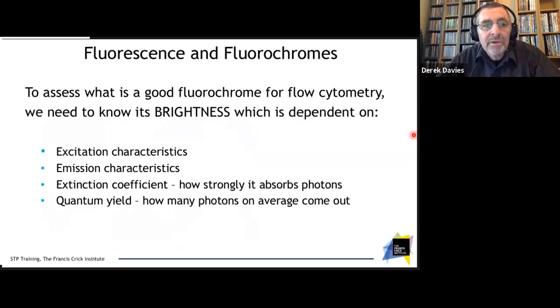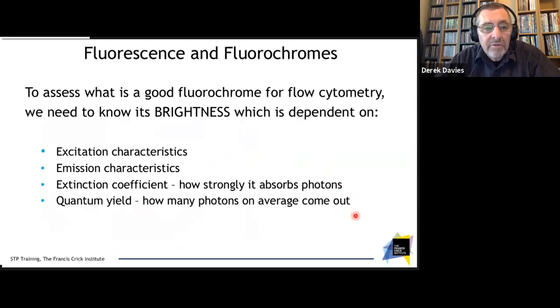But these spectral viewers, remember, don't tell us anything about the brightness of a fluorochrome. They do tell us the excitation and the emission characteristics, but I wouldn't know which of FITC and PE-Cy7 was the brighter dye. In order to judge that, I need to know these two things: the extinction coefficient and the quantum yield.